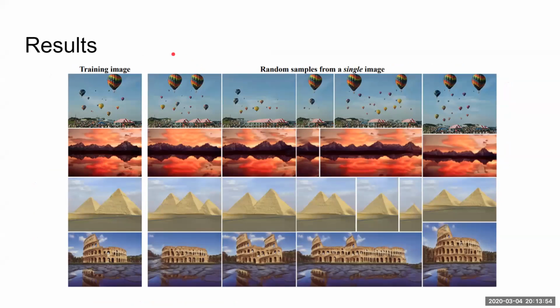So here are the results of SinGAN. This first column depicts the training, only one single training image, and these are all the samples that are being generated from this image. You can see that the overall structure is also maintained, and finer details, like in the first case, there is a lot of variation in hot air balloons. Plus you can change the aspect ratio at inference time. If you change the aspect ratio of the noise, then it will generate images of a different aspect ratio also.